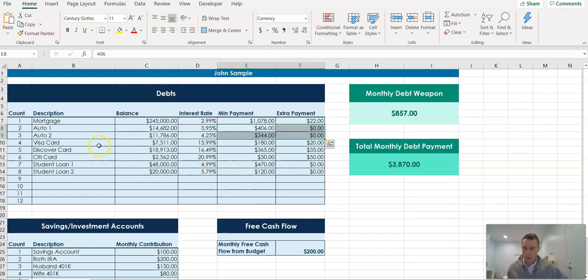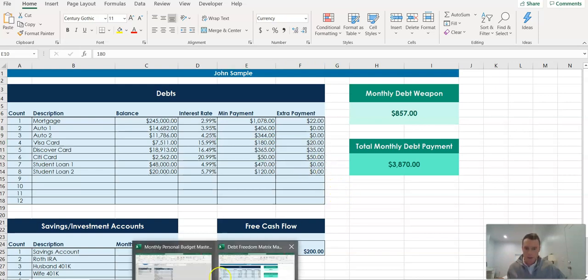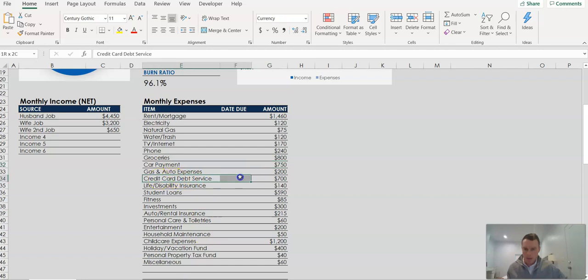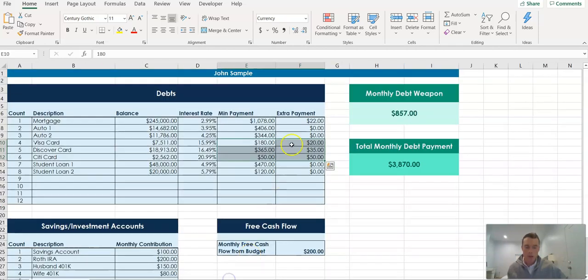And then, for example, with the credit cards. So if I'm looking at the 3 credit cards here, if I look at the minimum payments plus the extra payments I'm making, these 6 cells total $700. So if I go back to my budget and I look at credit card debt service, here I have $700. So that's not just the minimum debt service obligation that I owe, it's the minimum obligation plus any extra payments I'm making. So the budget should coincide with what you show here in your debt freedom matrix with your debts.